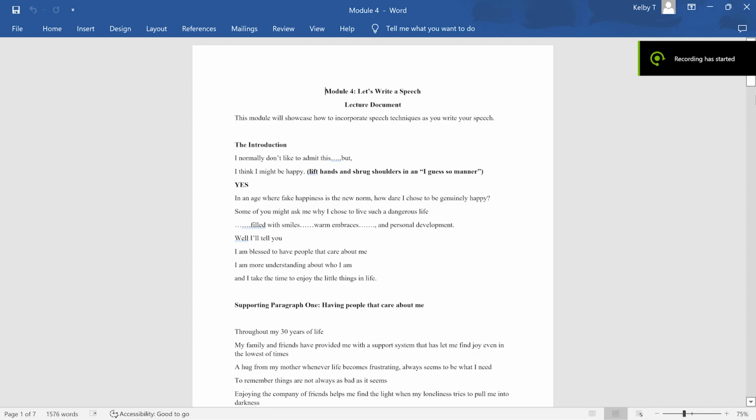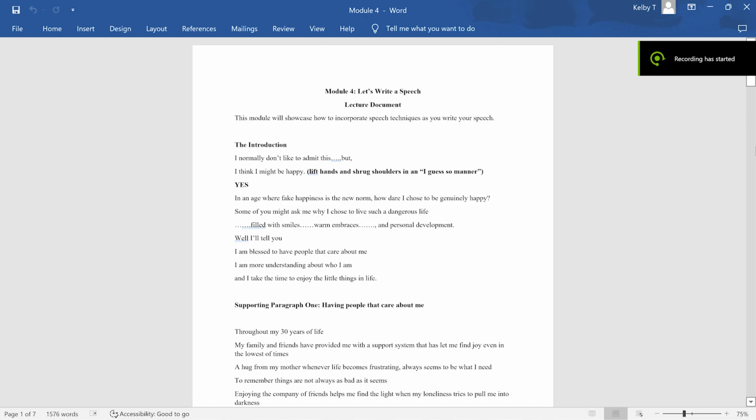In Module 4, we'll be learning how to write a speech. For Module 4, we'll be basically taking the essay writing skills that we learned in Module 2 and the speech skills that we learned in Module 3 and putting them together so that you can get practice and learn how to write that speech in a way that it's going to be easy for you to transition that from the writing phase into actually presenting the speech.